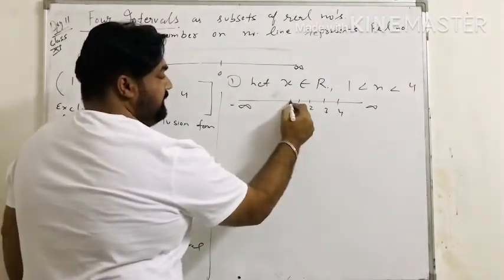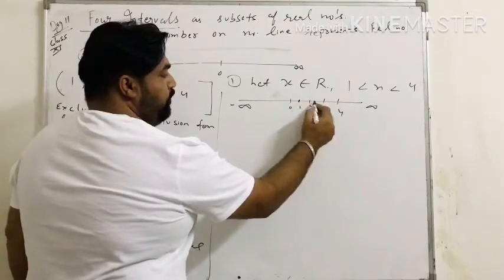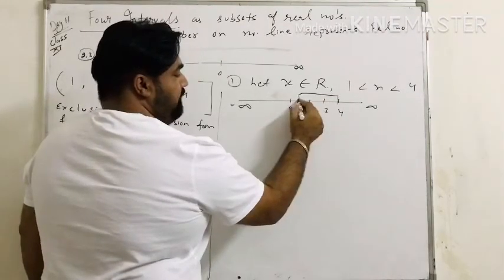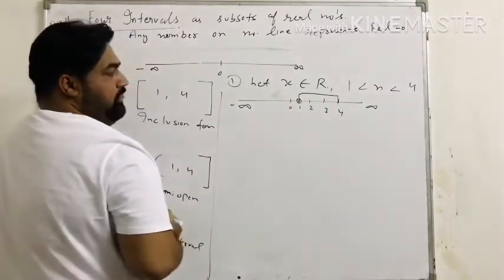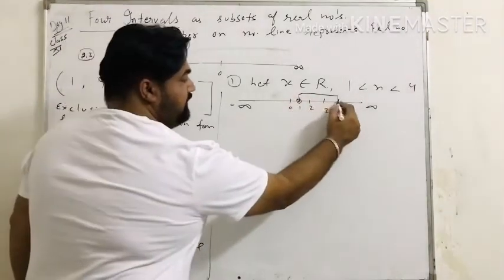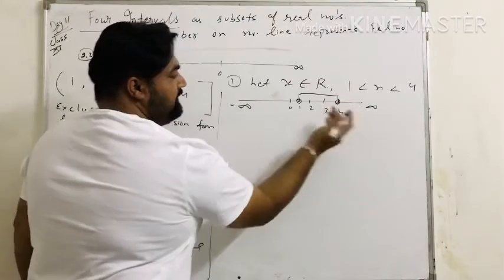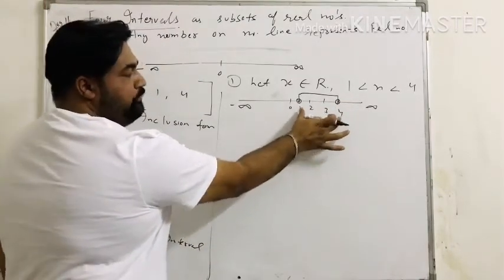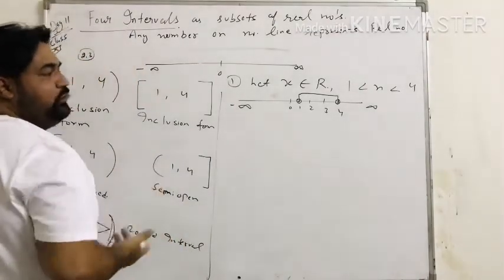So we represent the numbers between 1 to 4, but we draw a circle in this way. This represents both the numbers are excluded.